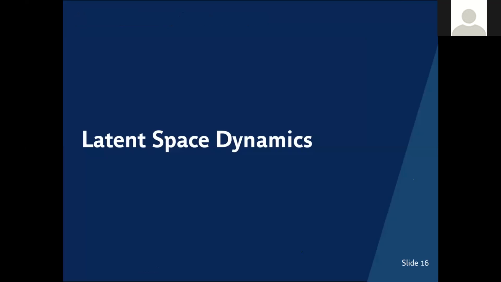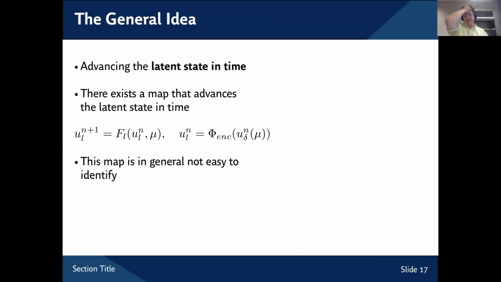It is not enough to simply reduce the dimension. You also want to advance the state in time in this latent space, which is why we want to somehow come up with a way to define latent state dynamics. Here, the idea is that there exists some map FL that advances the reduced state in time. So it's basically the same as the discrete dynamical system you get from a Runge-Kutta discretization. But here, since we are not in the original space, we have to define a new function that advances the states correctly.